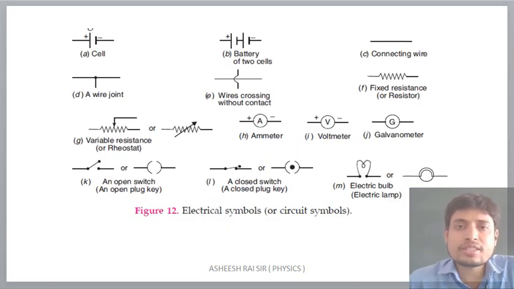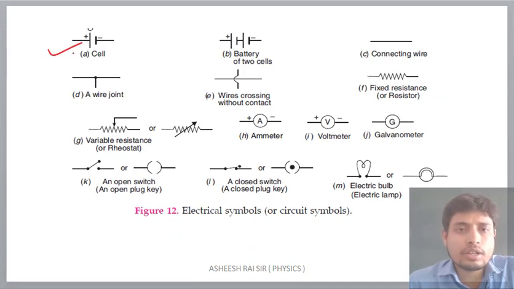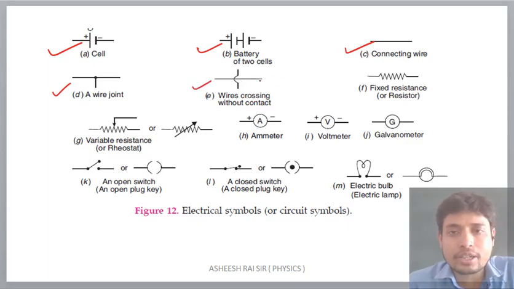There are some symbols which are used in the electrical circuit. This is the symbol of the cell. If more than one cell is connected together, then it is called the battery. This is a connecting wire. Joint wire, if you have to join the wires, then you have to make it like this. This is a wire crossing without contact. It will be a jump, meaning this wire and this wire are not connected.